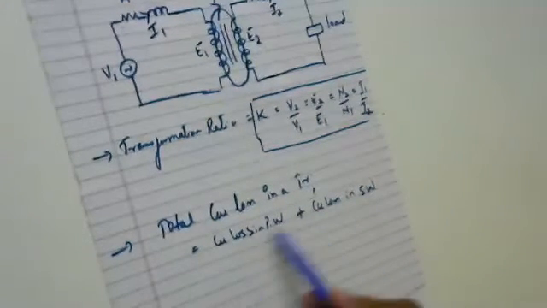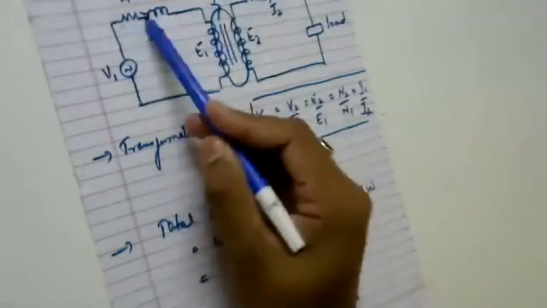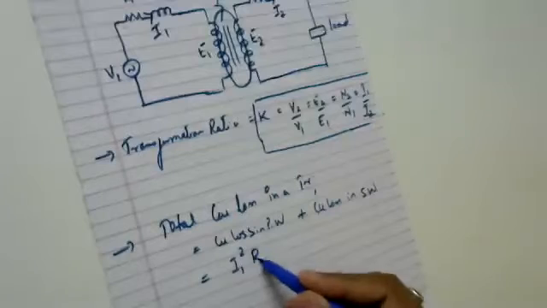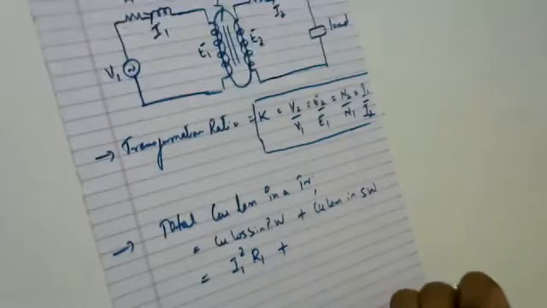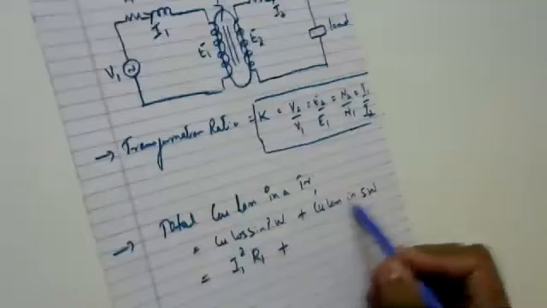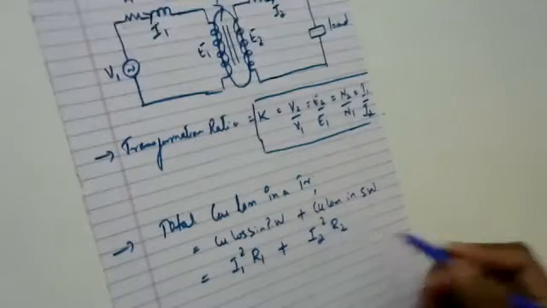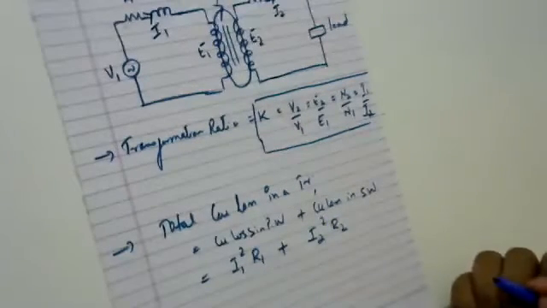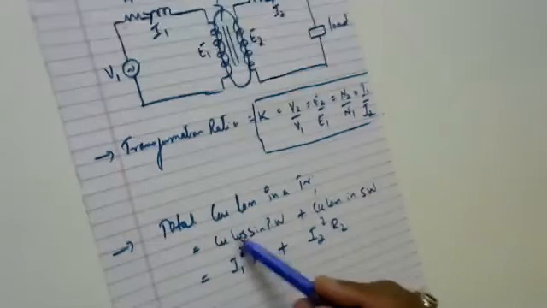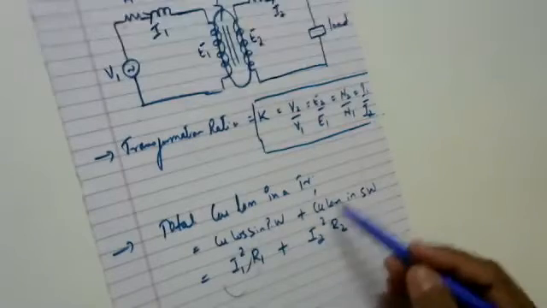The copper loss in the primary winding is given by, since the current flowing through the resistance is I1, I1 square R1, plus the copper loss in the secondary winding, which is given by I2 square R2.